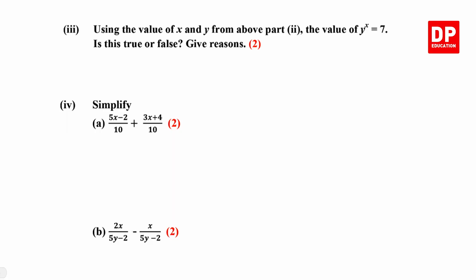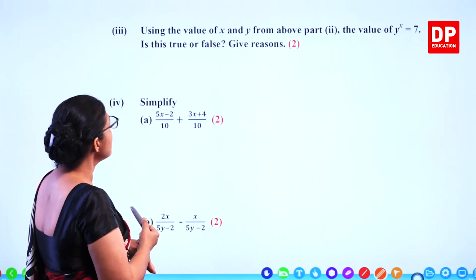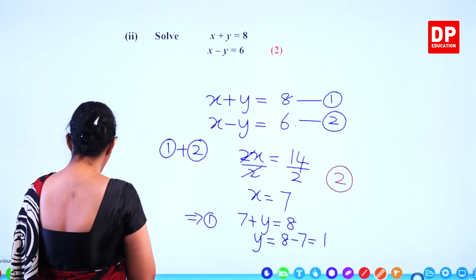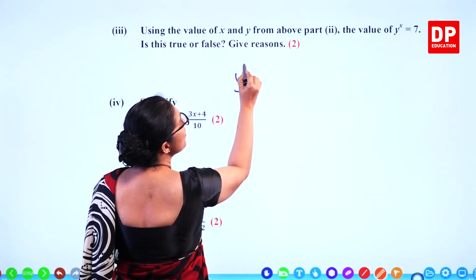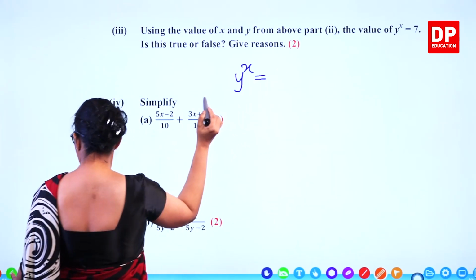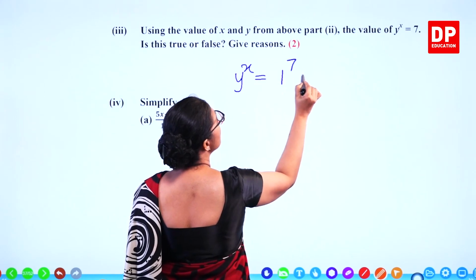Part 3, using the value of x and y from above part 2, the value of y to the power x is 7. Is this true or false? Give reasons. X is 7, y equals 1. Y to the power x becomes, y is 1, 1 to the power 7.